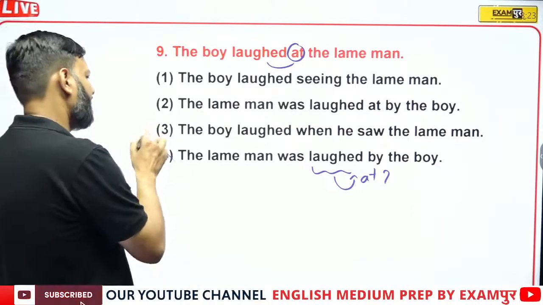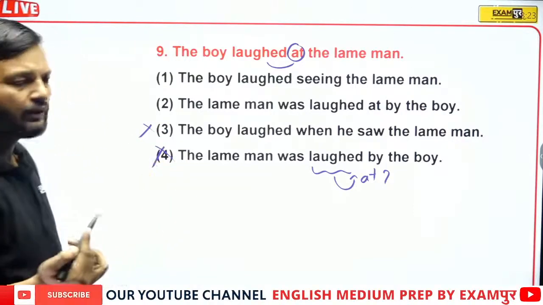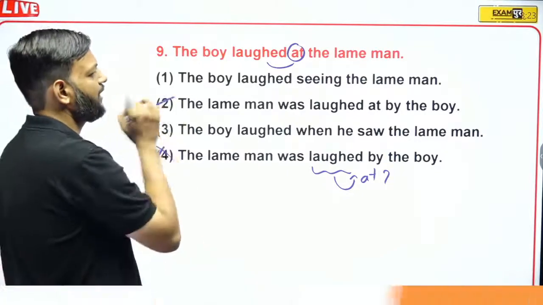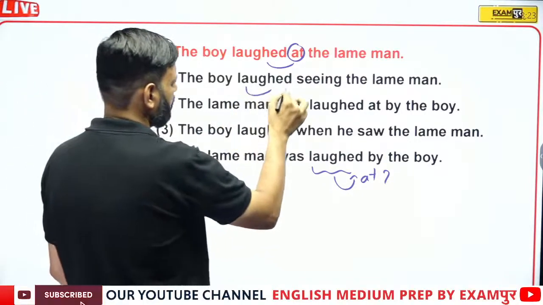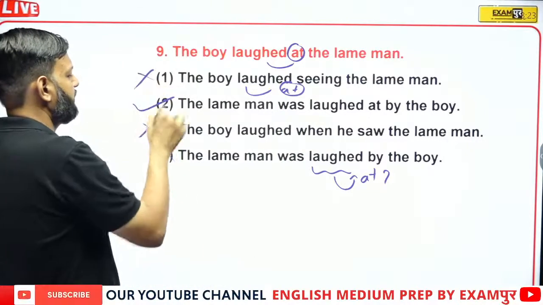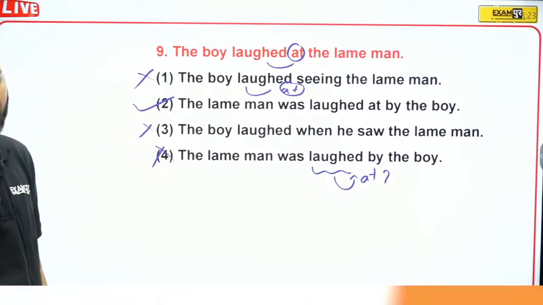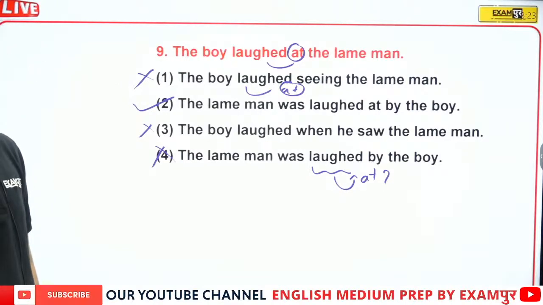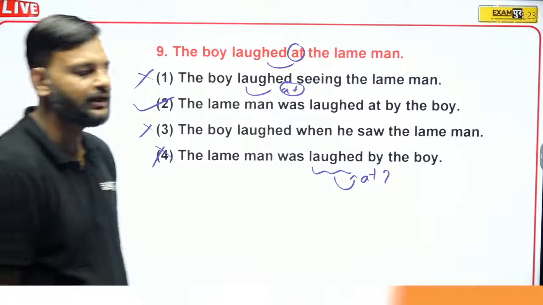"The boy laughed when he saw the lame man." So this has a different meaning. Okay. "The lame man was laughed at by the boy." This is the right answer. And here also "at" is missing, so eliminate. Option number 2 is the right answer. Yes, exam wiser, you are absolutely right, Jersha.